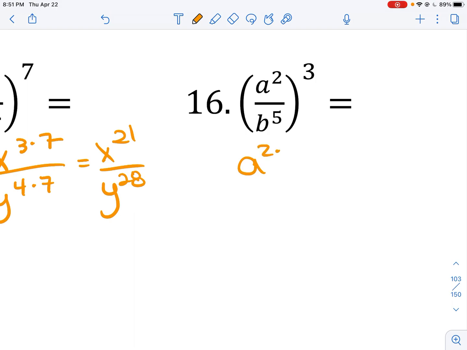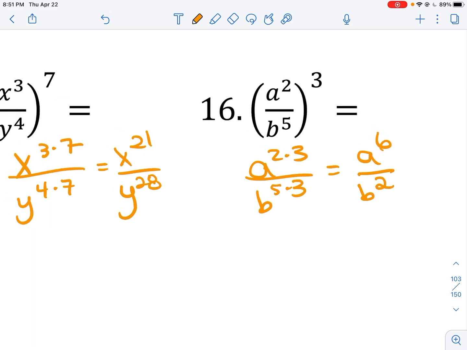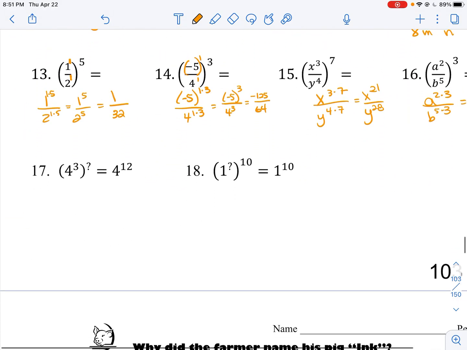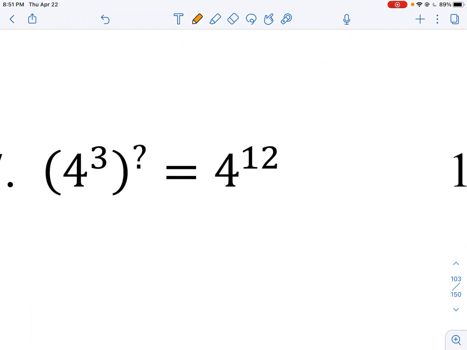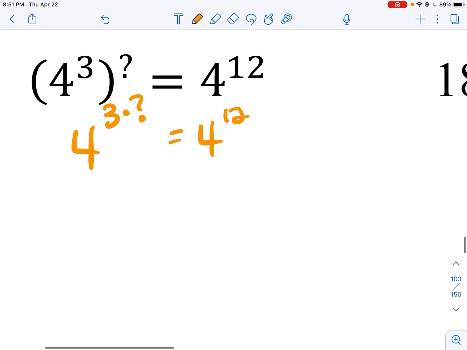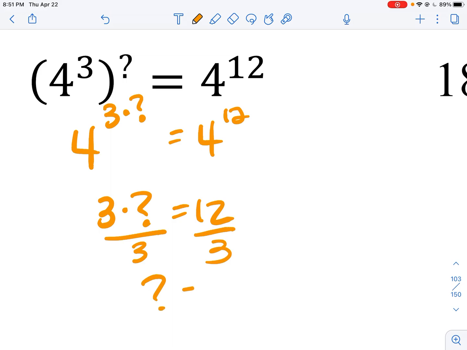Okay, again, I multiply exponents. I would get a to the 6th, b to the 2nd. Okay, almost there. So we would be multiplying exponents. So 3 times question mark equals 4 to the 12th. So the bases are the same already, so I need to solve for my question mark. If I divide both sides by 3, question mark equals 4.